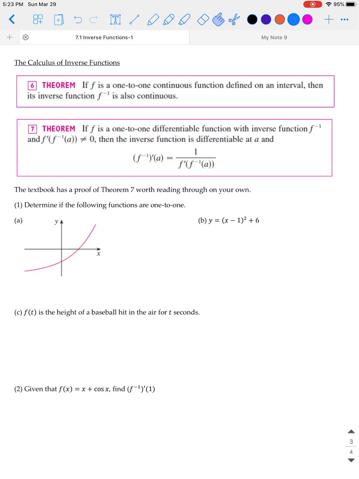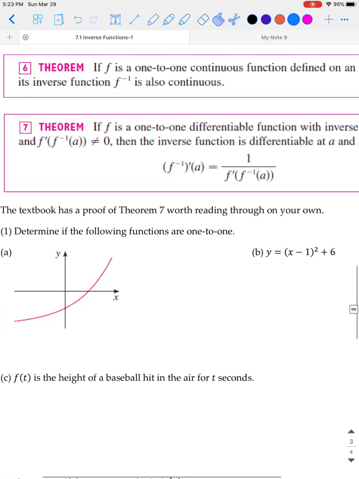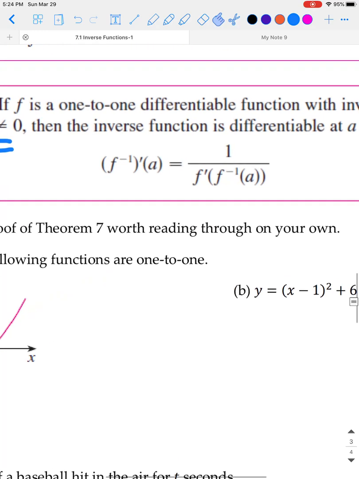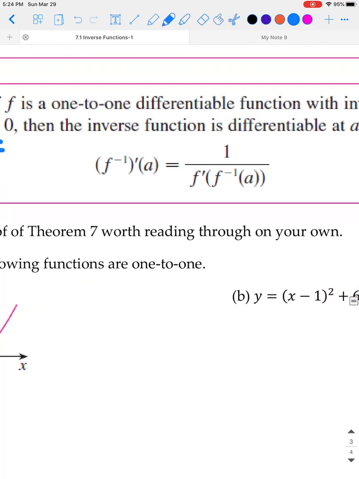And if f is a one-to-one differentiable function for the second theorem, then the inverse function is not going to be exactly the same in terms of its differentiability. We do have to be slightly careful. We have to make sure that this f prime of f inverse of a is not equal to 0. We'll discuss more about that value.